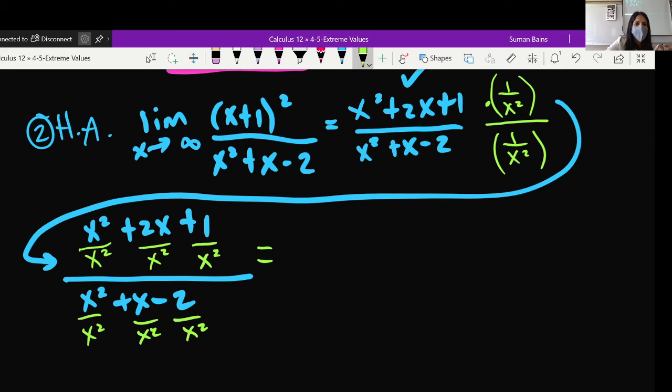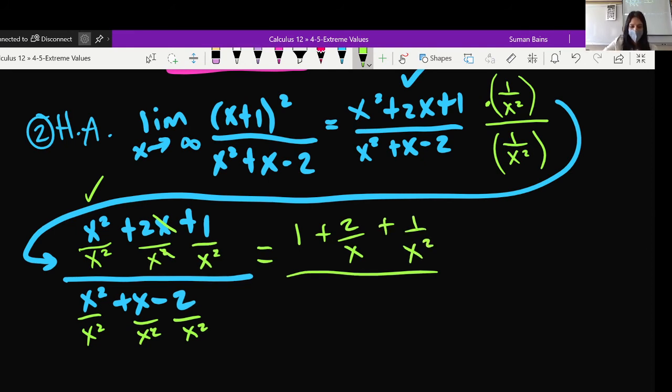So, working our way through this. Do you see for this first one here, it just ends up giving us a nice clean 1. Plus 2 over x, because I cancel out this x and this. Plus 1 over x squared. So far it's all good. Then when we get to the bottom, this also cancels out to give us a 1. Plus 1 over x, because I have the x here and the x there, that cancels out. Minus 2 over x squared. Everybody good so far?